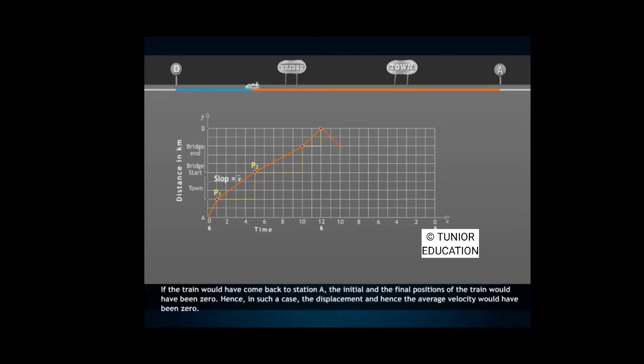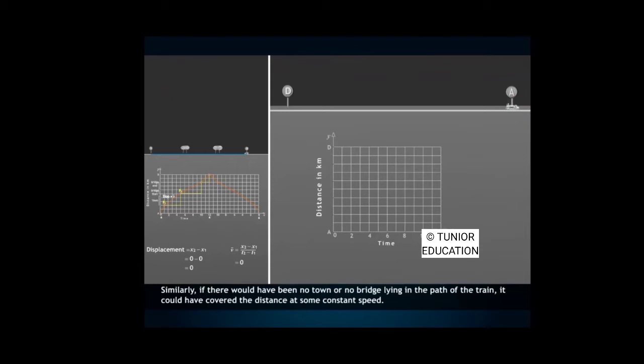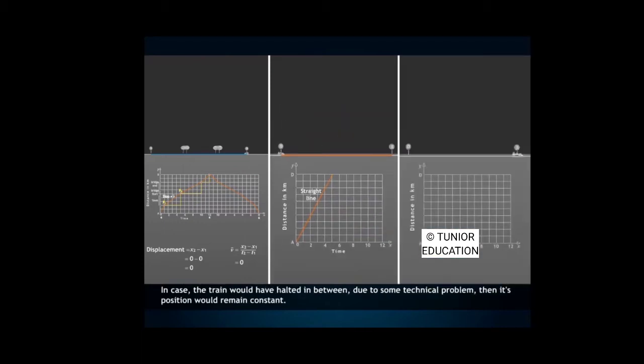If the train would have come back to station A, the initial and the final positions of the train would have been 0. Hence, in such a case, the displacement and hence the average velocity would have been 0. Similarly, if there would have been no town or no bridge lying in the path of the train, it could have covered the distance at some constant speed. In that case, the position time graph of the train would have been a straight line. In case the train would have halted in between due to some technical problem, then its position would remain constant.